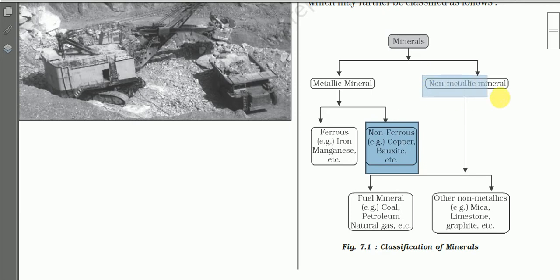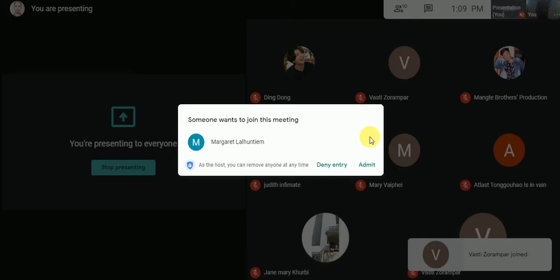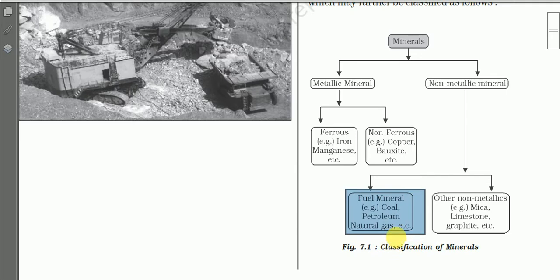And this non-metallic mineral can be further divided into two types: fuel mineral, for example coal, petroleum, natural gas. And the other one, other non-metallic minerals, for example mica, limestone, graphite. So these are mainly derived from rocks, and this one is mainly derived from organic substances, derived from living things, and these are derived from non-living things. So these are the different types of minerals mentioned here.